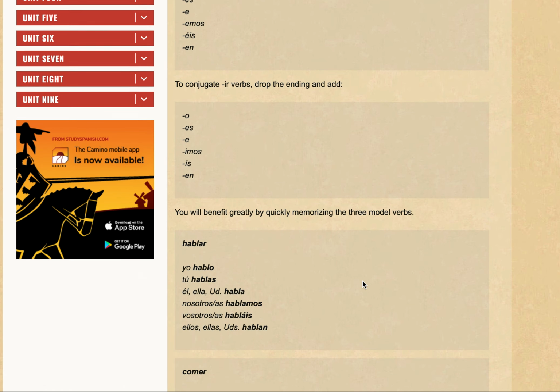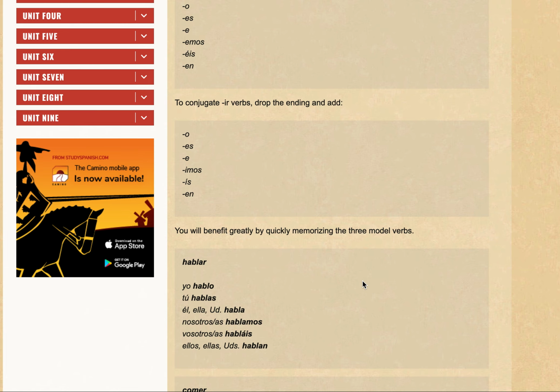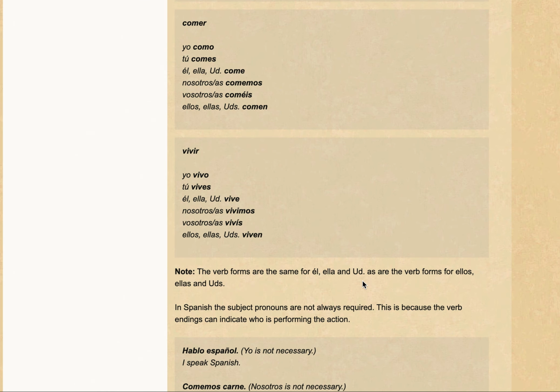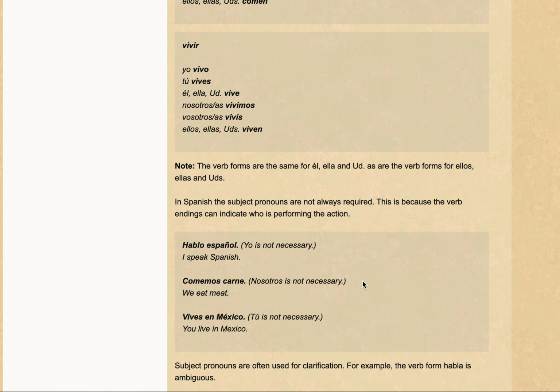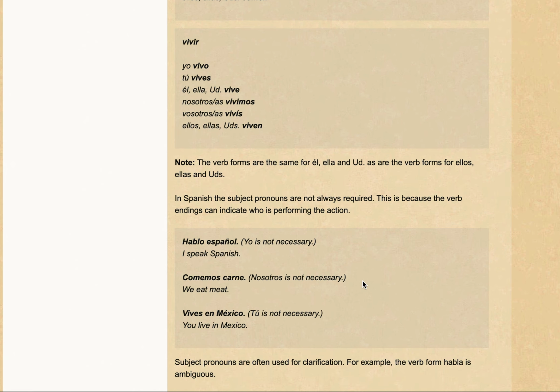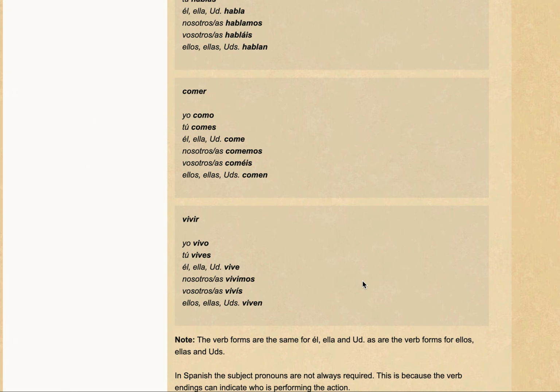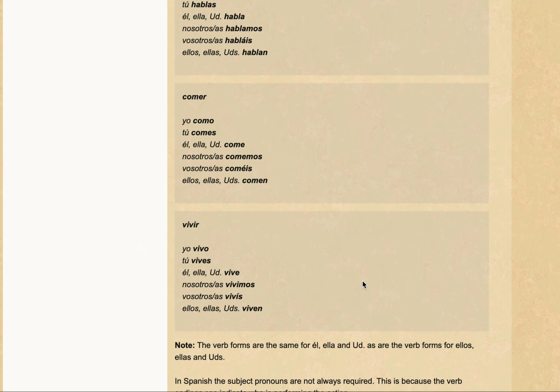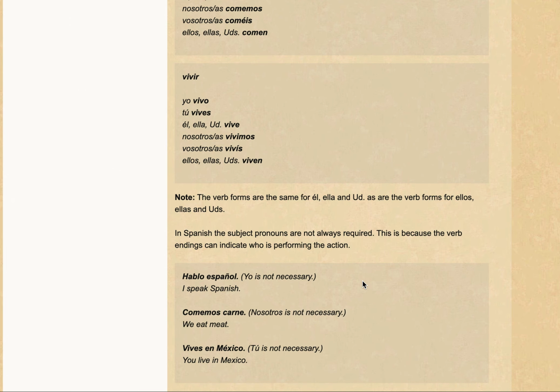Today we'll be continuing from where we left off. Just to recap, we are looking at regular Spanish verbs part 3, and from what we have seen so far, first of all, subject pronouns are not always required. This is because the verb endings can indicate who has performed the action.